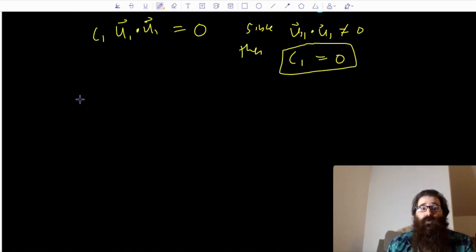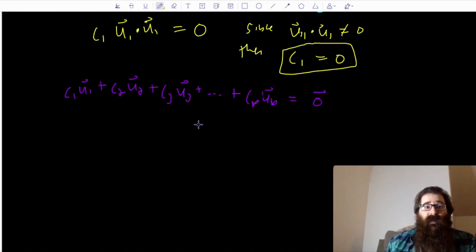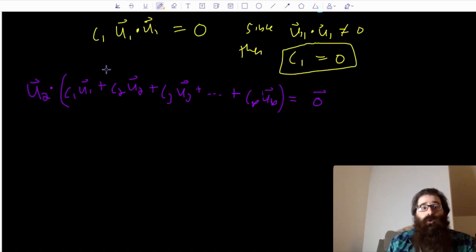We can then say, let's go back to our linear combination. We can show that the next coefficient has to be 0. So it's c sub 1 times vector u sub 1, c sub 2 times vector u sub 2, c sub 3 times vector u sub 3, plus so on and so forth, plus c sub p times vector u sub p equals the 0 vector. And then I want to dot against vector u sub 2. We can just go all the way down the list, right? So it's a bit of a labor of love, but we can do this.